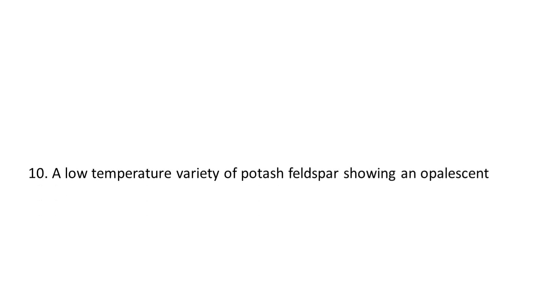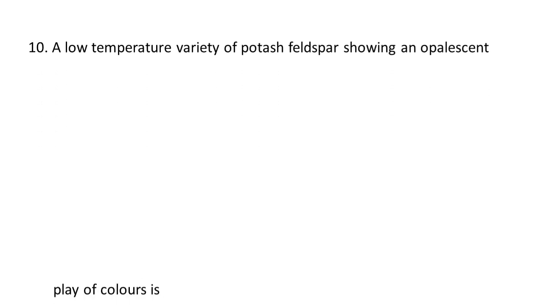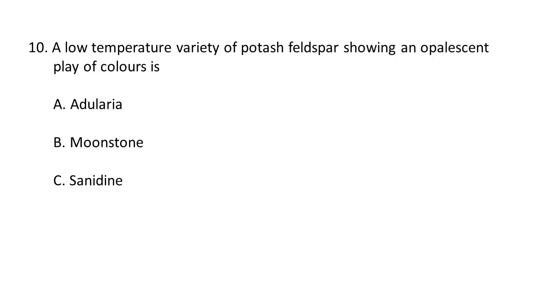Next question. A low temperature variety of potash feldspar showing an opalescent play of colors is A. adularia, B. moonstone, C. sanidine, and D. peristerite. So the correct option is A, adularia. Adularia is a low temperature variety of potash feldspar that can show an opalescent play of colors.